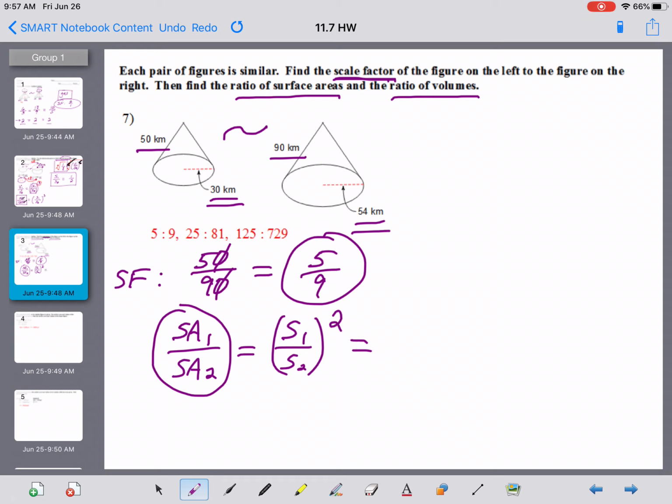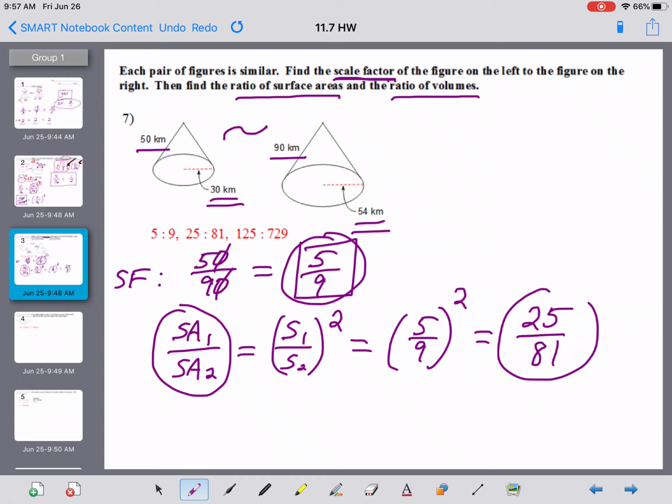The ratio of side 1 to side 2, that's exactly what we found right here, guys. So the scale factor is 5 to 9, and we're going to square that, because surface area is a square measurement. And the 5 squared on top is going to get us 25. The 9 squared on the bottom is going to get us 81. And that is the ratio of your surface areas.